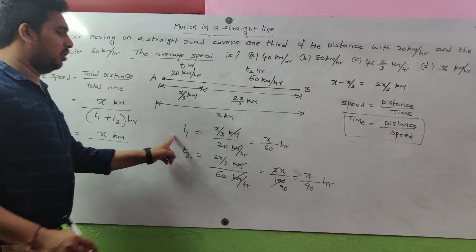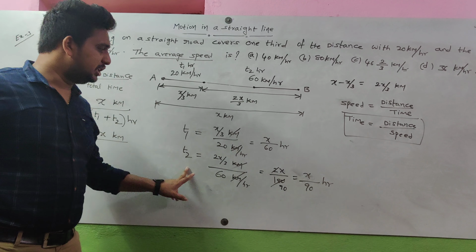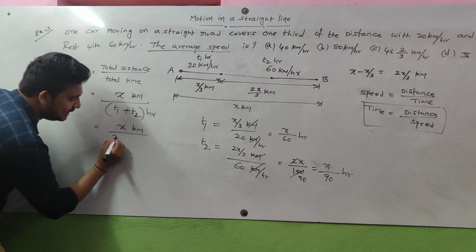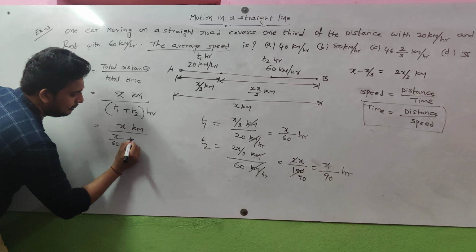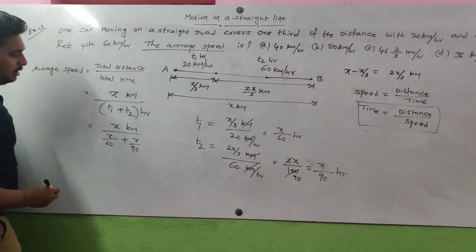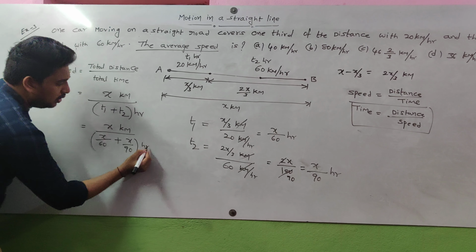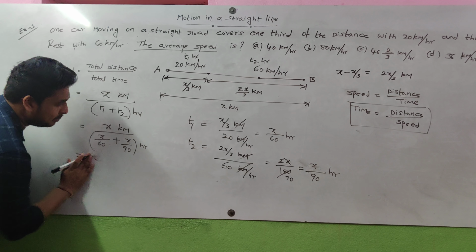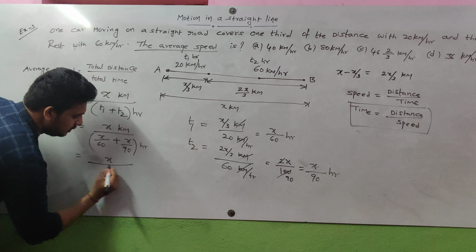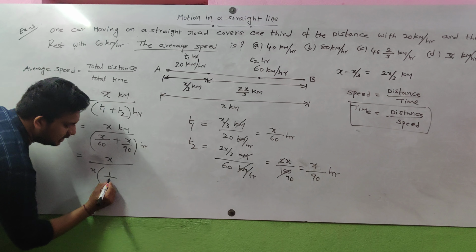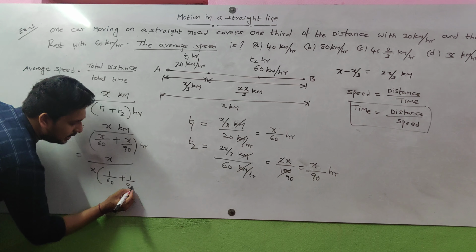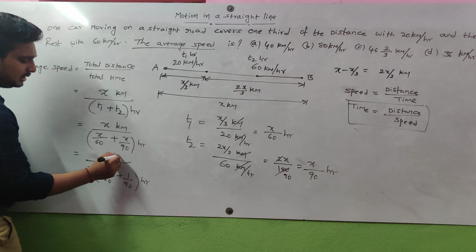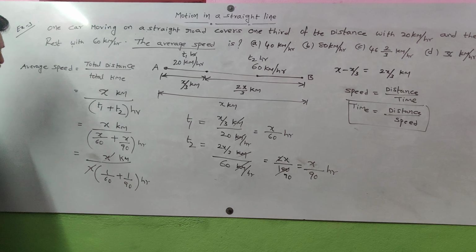So time T1 is equal to x by 60 hours. Time T2 is equal to x by 90 hours. Substitute here: x by 60 hours plus x by 90 hours. Then x is common. What we got here? 1 by 60 plus 1 by 90 hours. The numerator x and the denominator x are going to be cancelled.